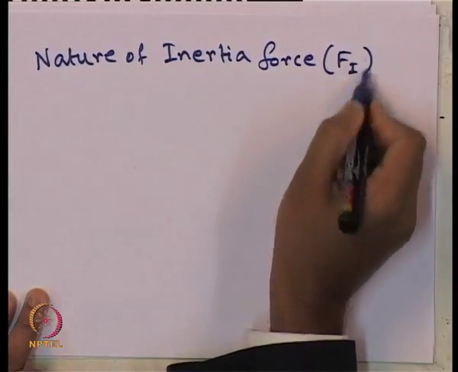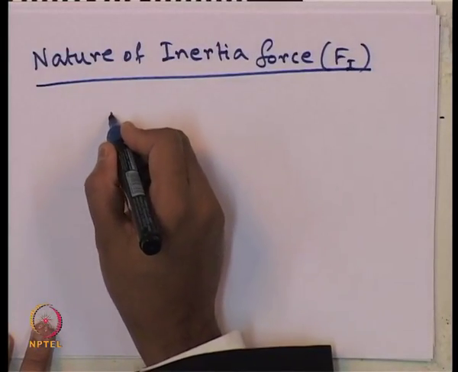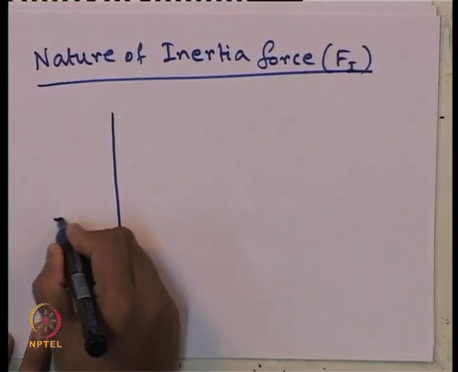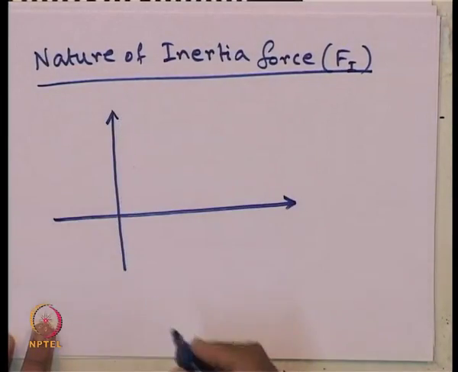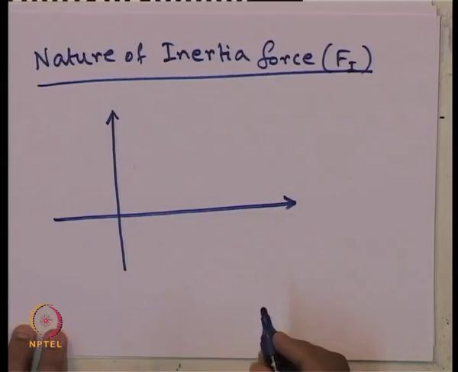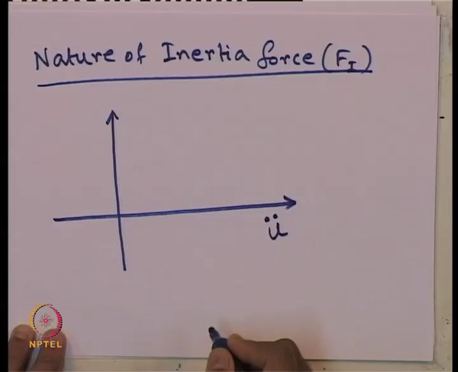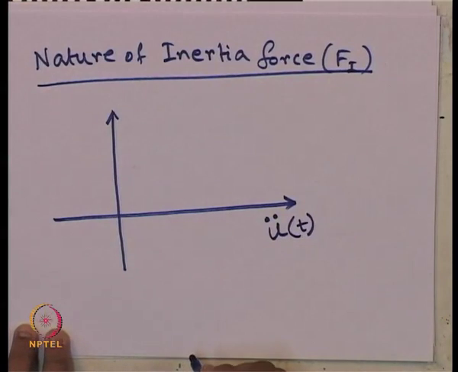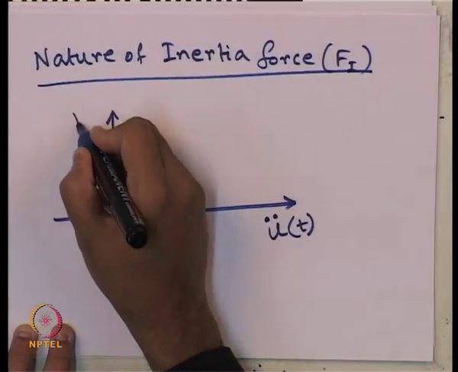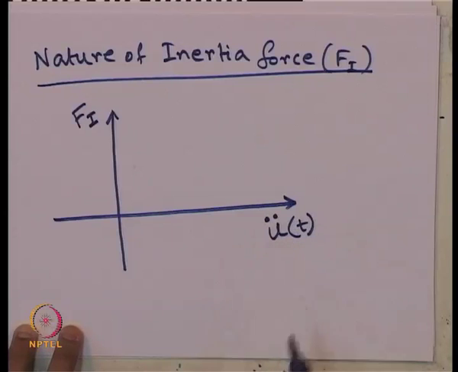F of I. So, how does the inertia force vary with respect to acceleration? Already in the previous lecture we mentioned that inertia is related to the acceleration component. So, F of I, how does it vary with respect to u double dot of t?